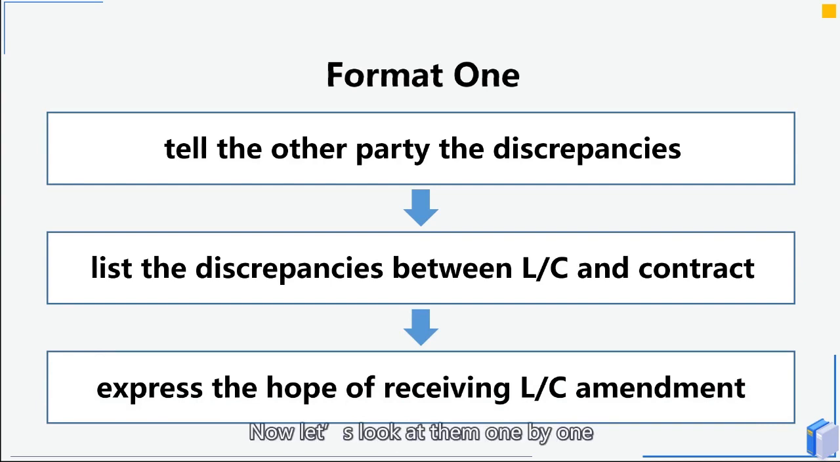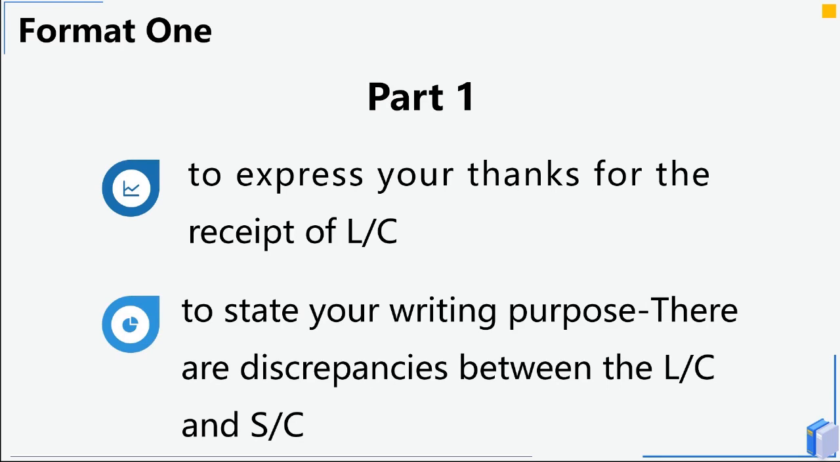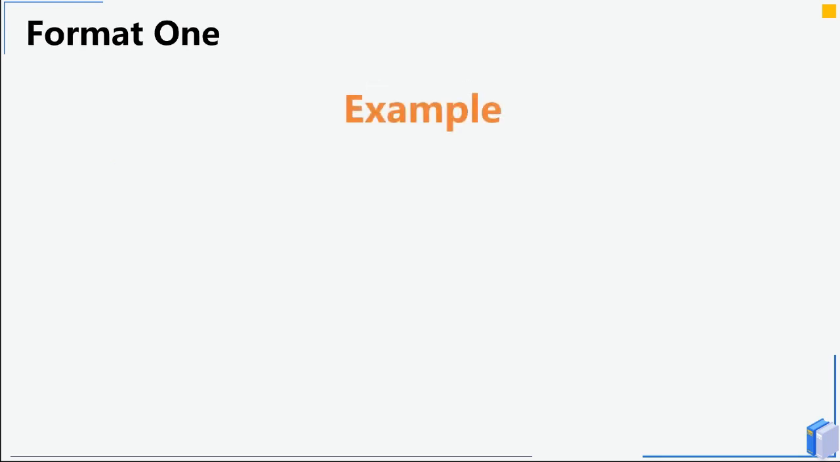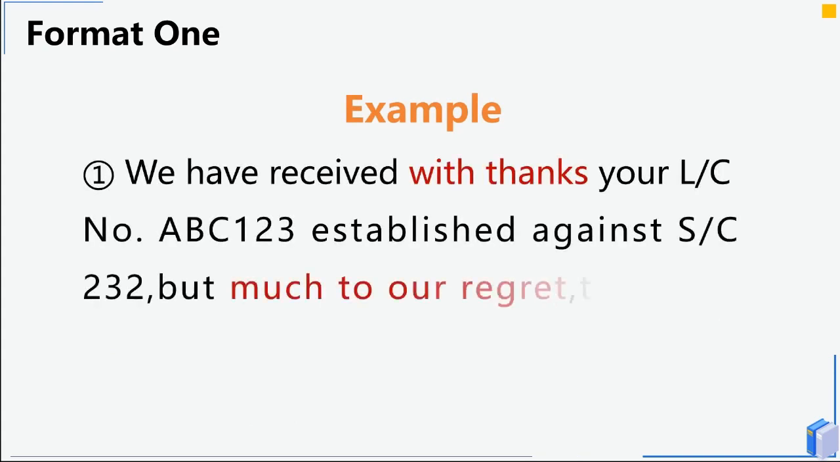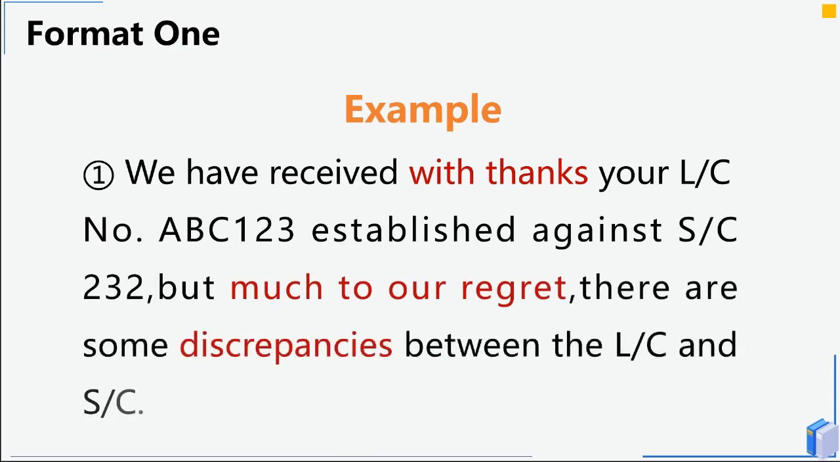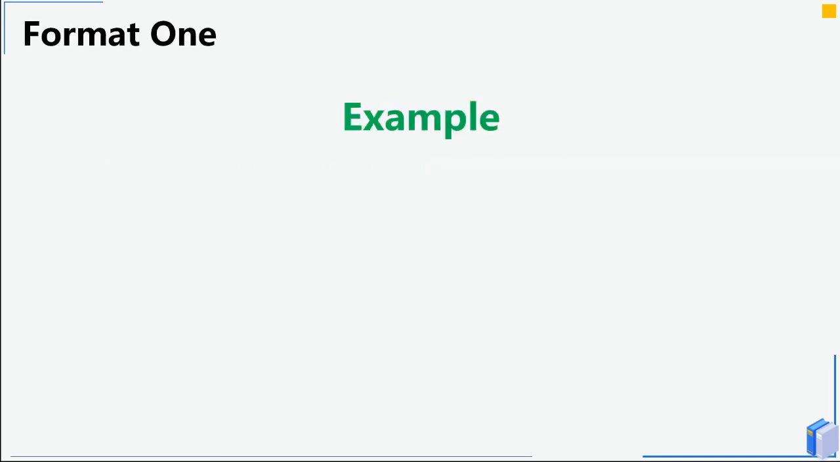Now, let's look at them one by one. The first step is to express your thanks for the receipt of the LC and state your writing purpose. There are discrepancies between the LC and the SC. Here are the typical sentences. We have received with thanks your LC number ABC123 established against SC 232. But much to our regret, there are some discrepancies between the LC and SC.